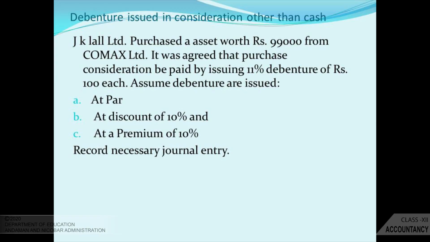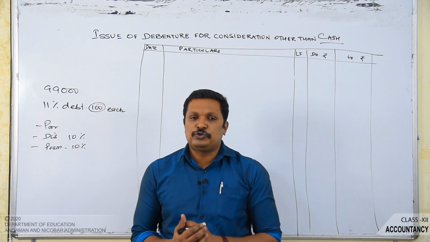So let's solve one problem to understand. JK Limited purchased an asset worth rupees 99,000 from Comax Limited. It was agreed that purchase consideration be paid by issuing 11% debentures of rupees 100 each. Assume debentures are issued at par, at discount of 10% and at a premium of 10%. Record necessary journal entries.